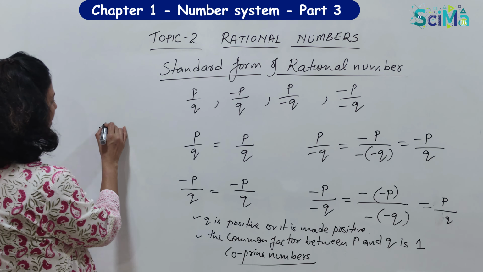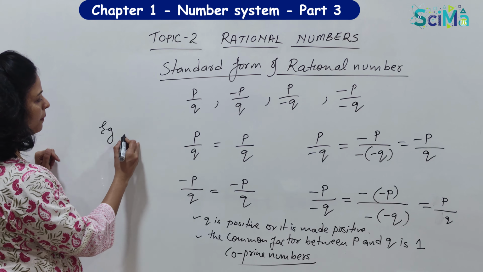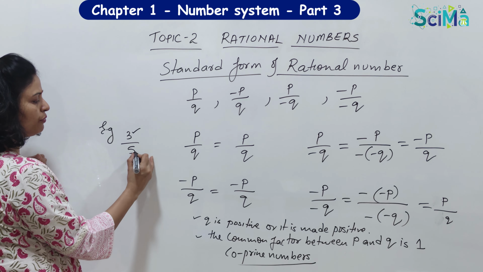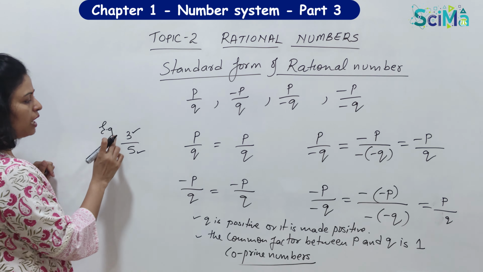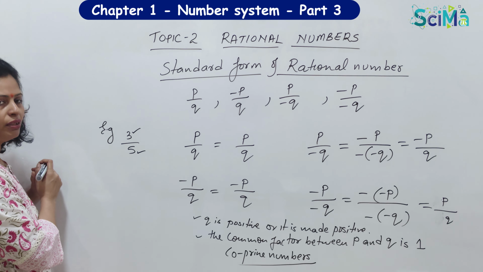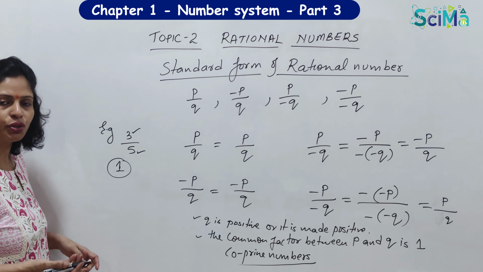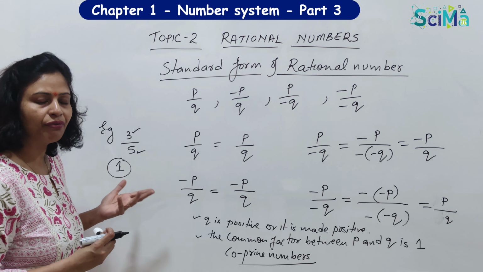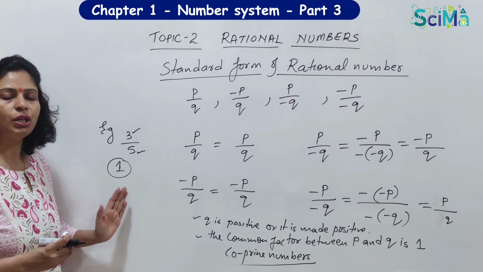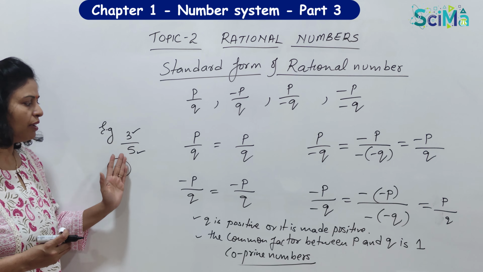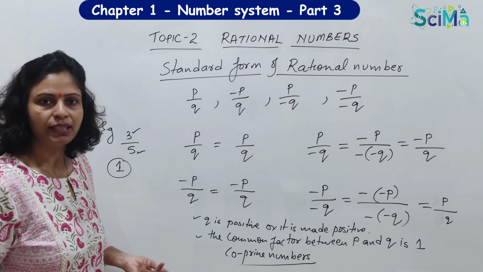If I give you an example, say 3 by 5. Now 3 is positive, 5 is positive. And what is the common factor between 3 and 5? The common factor is only 1. There is no common factor between 3 and 5 other than 1. So 3 and 5 are co-prime numbers. So the standard form of 3 by 5 is 3 by 5 itself.